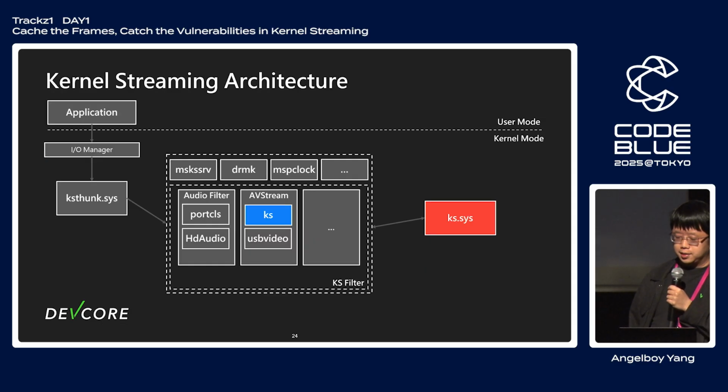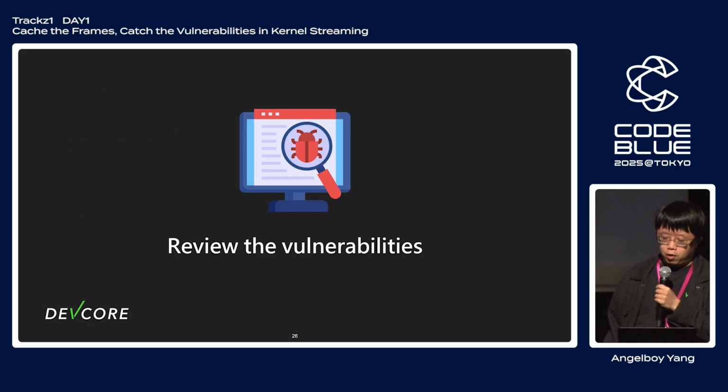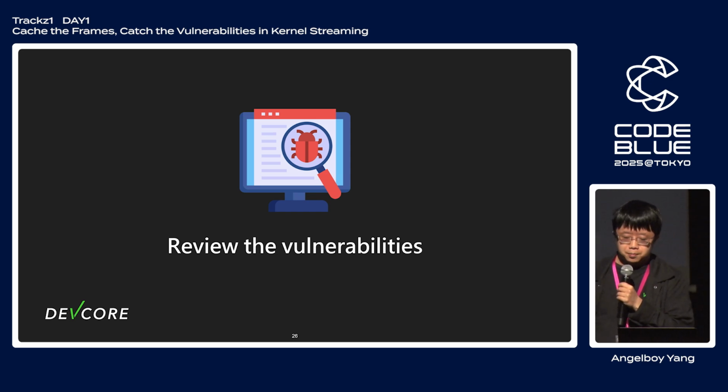Another one is ks.sys, which is one of the core components of kernel streaming. It is the kernel streaming library responsible for forwarding requests and handling functions related to every stream. We now have a basic understanding. Let's quickly review the vulnerability we discovered last year.